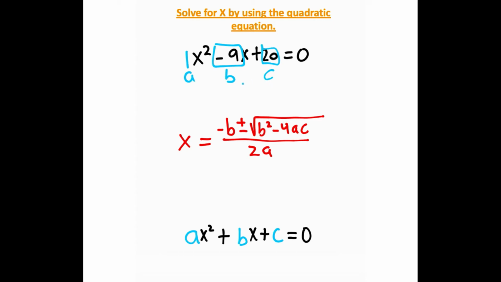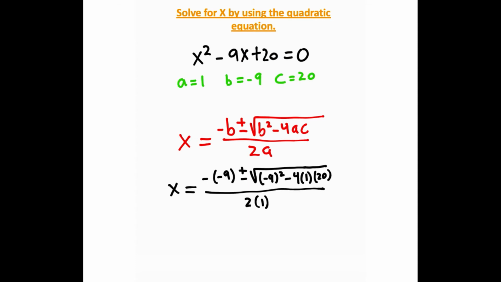So I can take all of these variables and plug them into this equation where I see b, a, and c throughout this equation. So when I do that, I'll just show you what these are. When a is 1, b is negative 9, and c is 20, this is what it's all going to look like plugged into this equation.